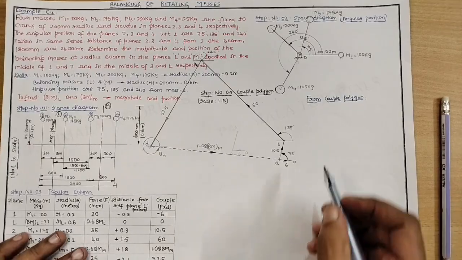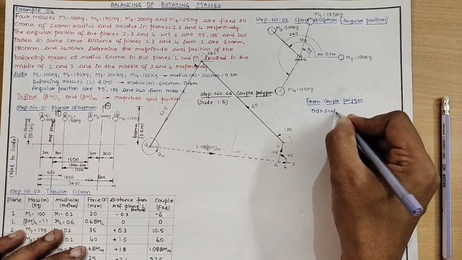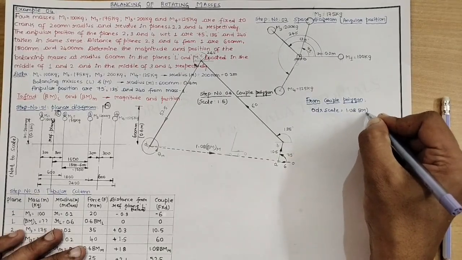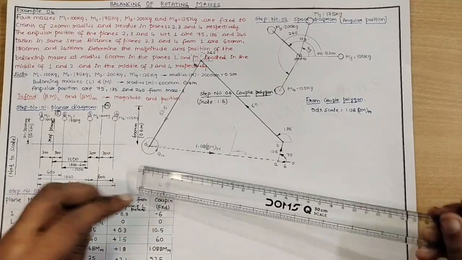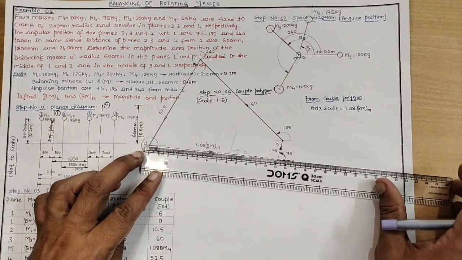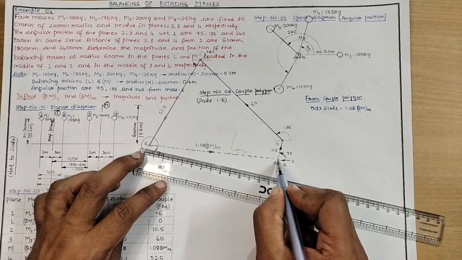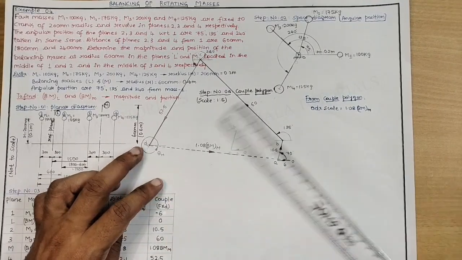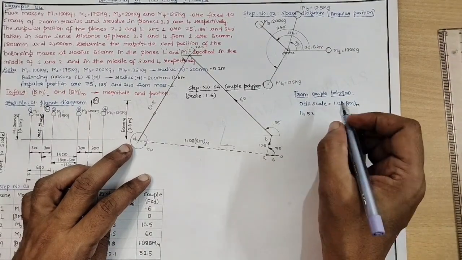From the couple polygon, don't you think OD into scale is nothing but 1.08 times the balancing mass M? Now make use of the scale. Check out the distance from O to D. The O to D distance is close to 14.5. Be careful. Most of the students check the value from D to A. This is not the distance. The D to O distance is here. It's showing 14.5 centimeters on my normal scale.